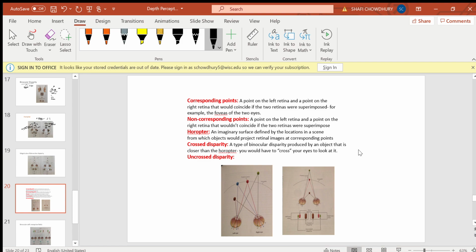For example, the foveas of the two eyes. When the picture falls exactly on the foveas of your right and left eyes, those are corresponding points when you fixate your eyes in front of your head. Non-corresponding points: a point on the left retina and a point on the right retina that won't coincide if the two retinas are superimposed. Okay, we talked about the horopter, always on the corresponding points in the case of the horopter. Crossed and uncrossed disparity, we have already talked about those.